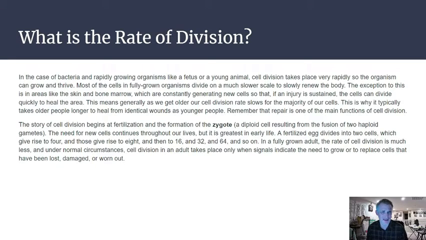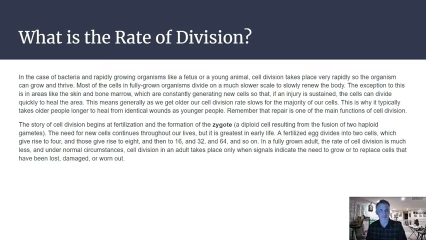The story of cell division begins at fertilization and the formation of a zygote, a diploid cell resulting from the fusion of two haploid gametes. The need for new cells continues throughout our life, but it's greatest during the early years when we're first being developed, right? The fertilized egg divides into two cells, which then give rise to 4, and then 8, 16, 32, 64, 128, 256, 512, and so on, until we have a fully grown adult.